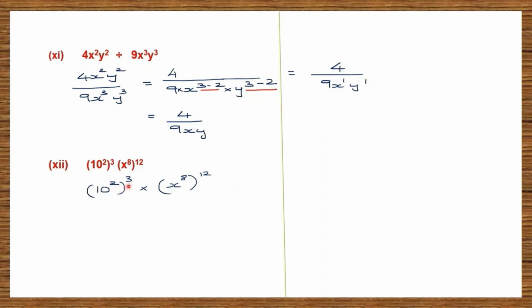So this becomes 2 into 3. Similarly, here it becomes 8 into 12. So here let's write that again. So this becomes 10 to the power of 2 into 3 into x to the power of 8 into 12. So this is 10 to the power of 2 3s are 6 into x to the power of 8 into 12 is 96. So our final answer is 10 to the power of 6, x to the power of 96.